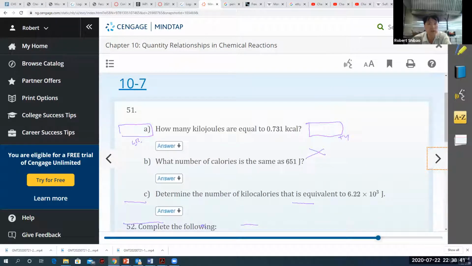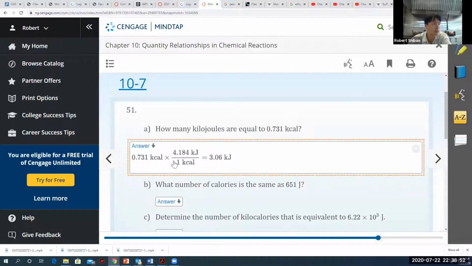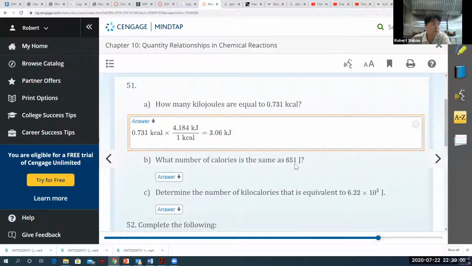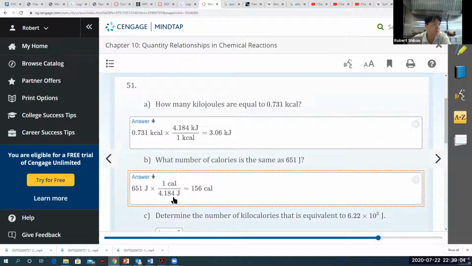Okay, these are energy conversions. And so kilojoules to kilocalories. So I go kilocalories to calories and calories to joules, 4.184 joules per calorie. They do it in one step, you know. I do it in 2 steps. What number of calories is the same as 651 joules? So this is just this conversion, you know, 1 calorie is 4.184 joules.